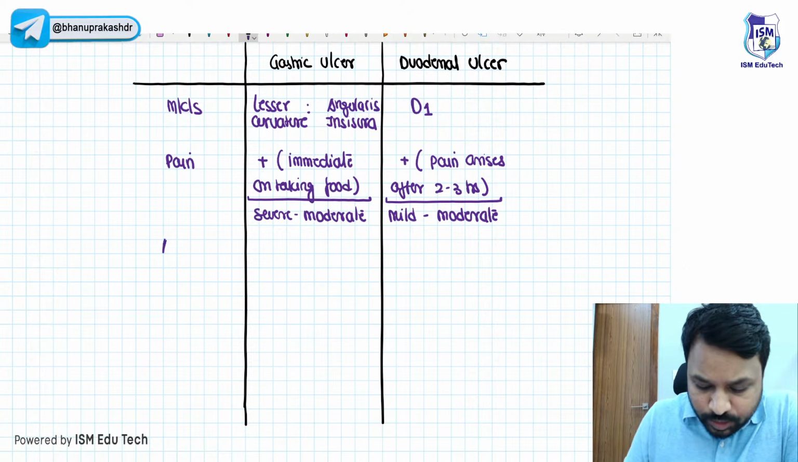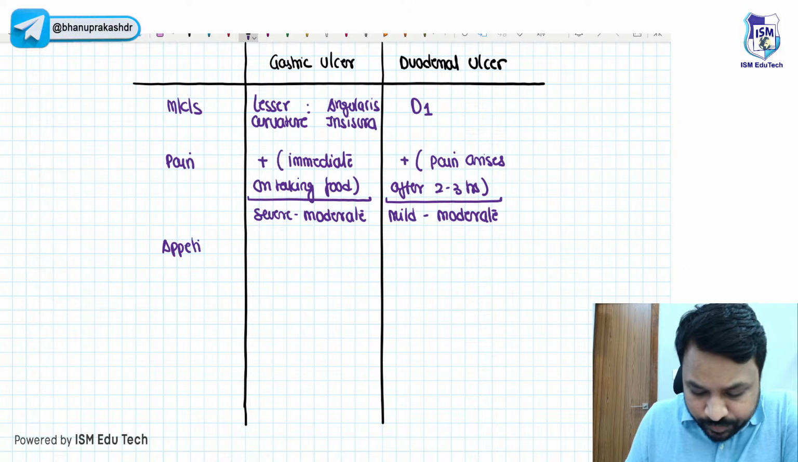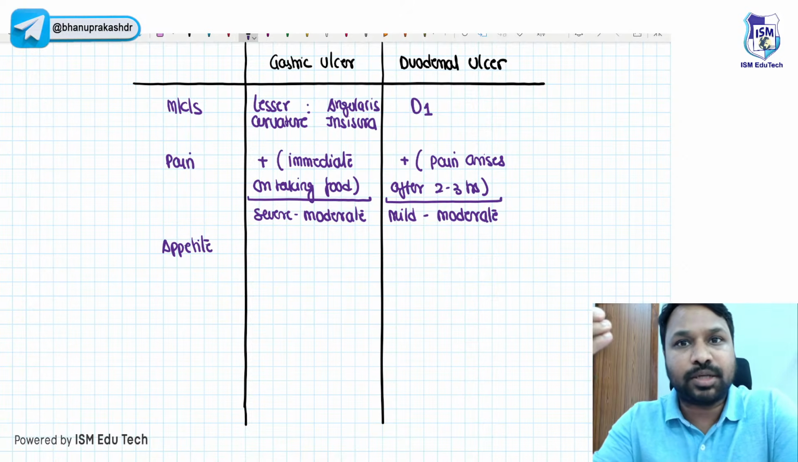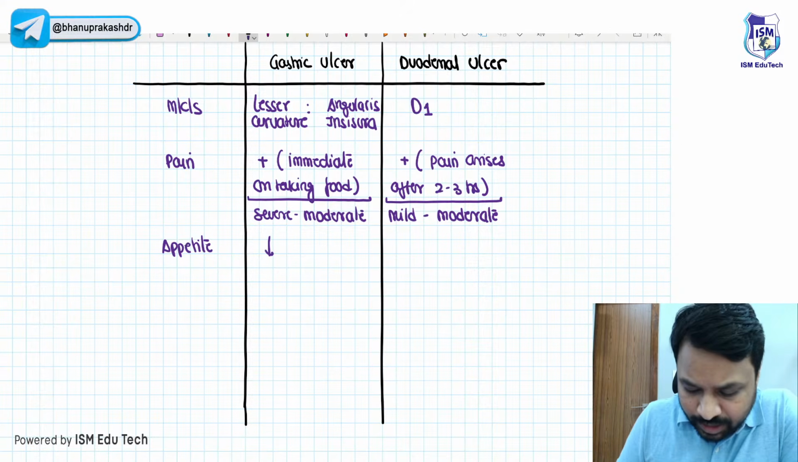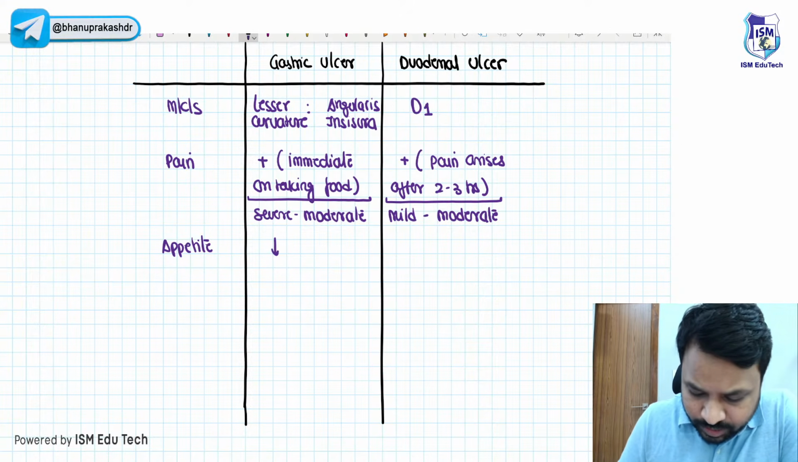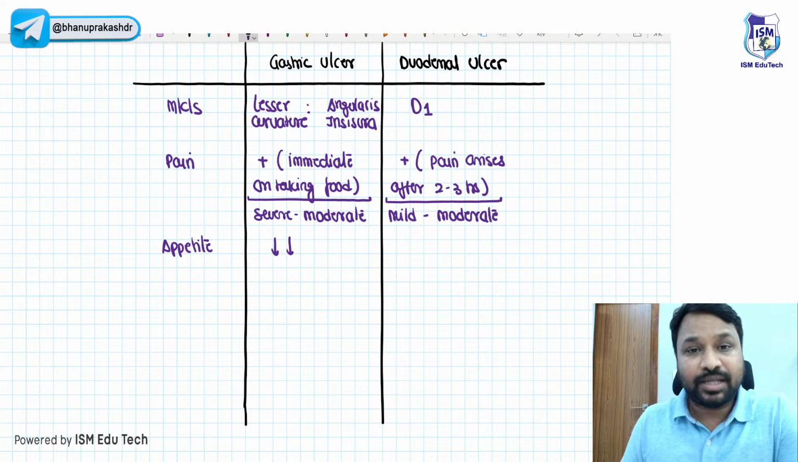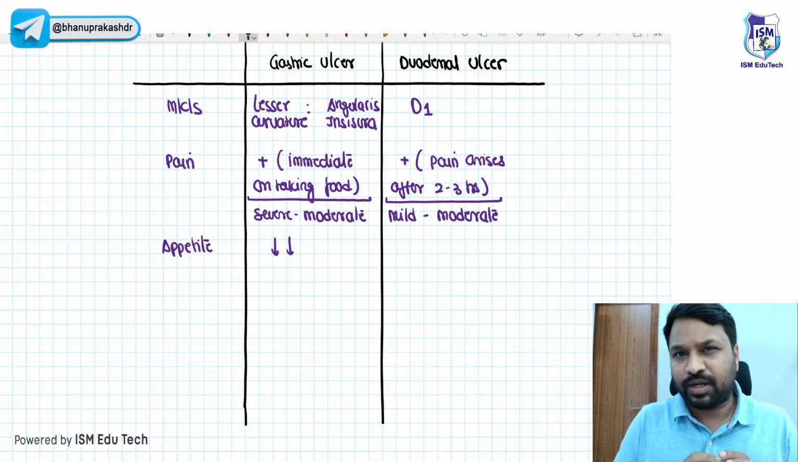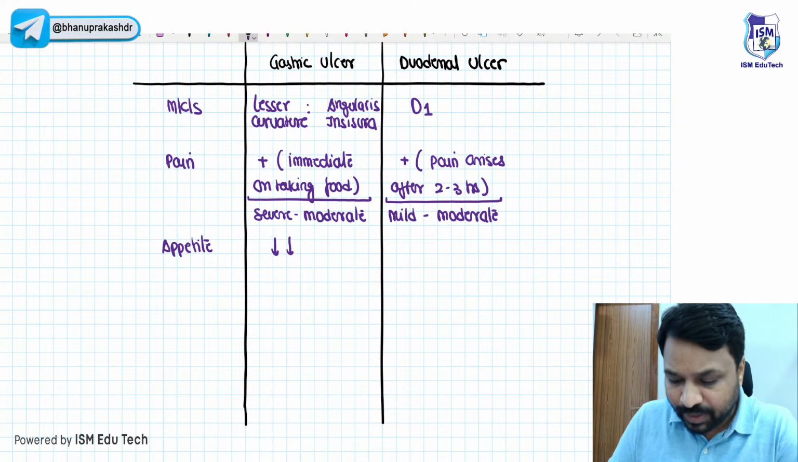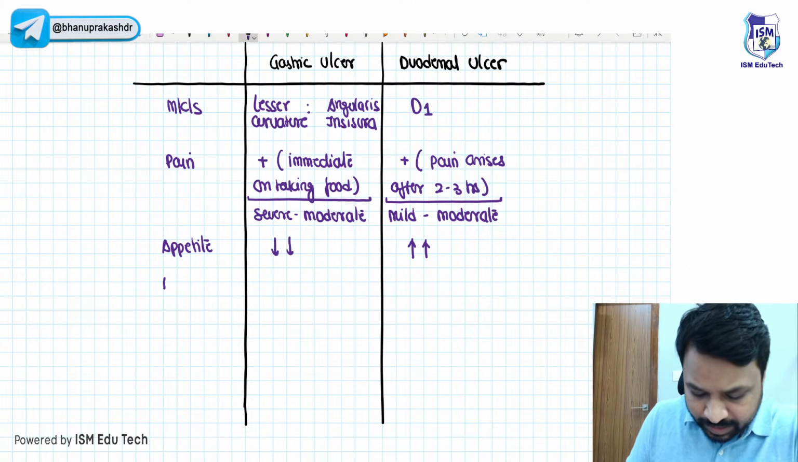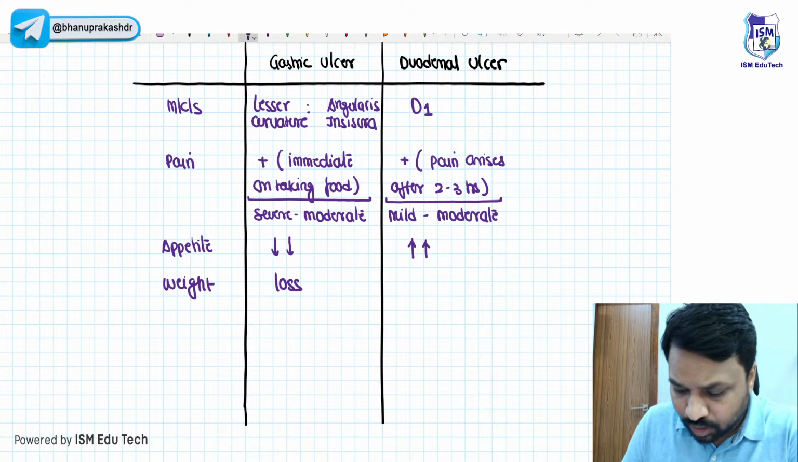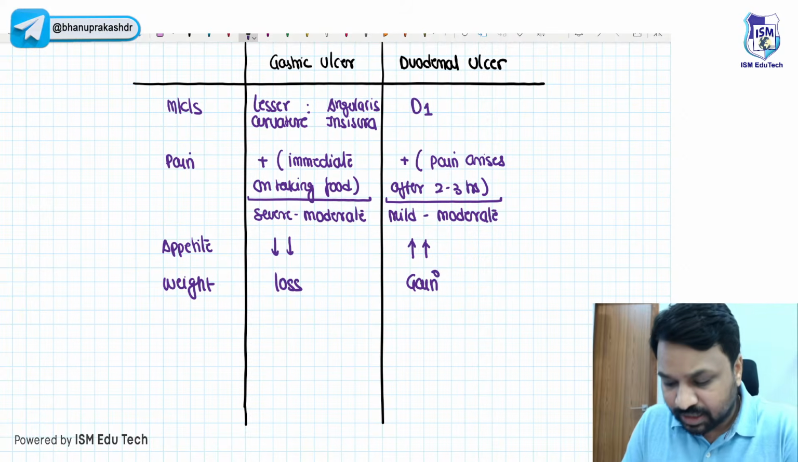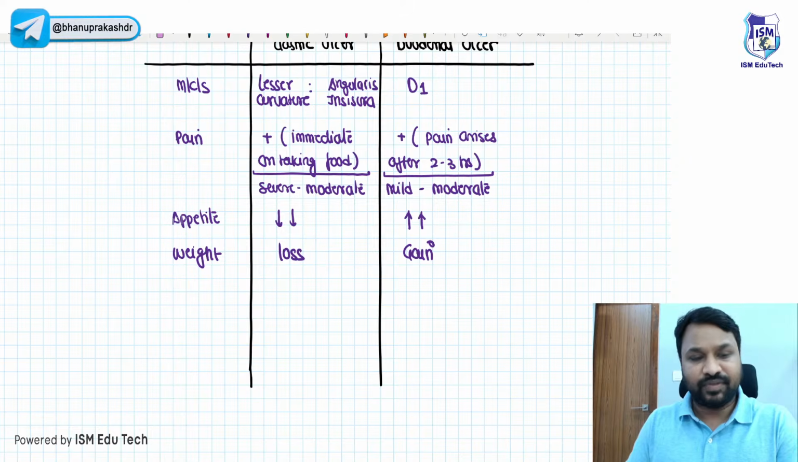Now, if the pain is going to be there, what will happen to appetite? In gastric ulcer, the patient eats and as soon as he eats, he gets pain. So appetite will significantly fall here, right? Whereas in duodenal ulcer, the pain is less severe and comes after 2 to 3 hours. He thinks it is hunger pain, so appetite is usually seen more. Because of this appetite orientation, in gastric ulcer the patient will have weight loss, whereas here the patient is going to have weight gain.